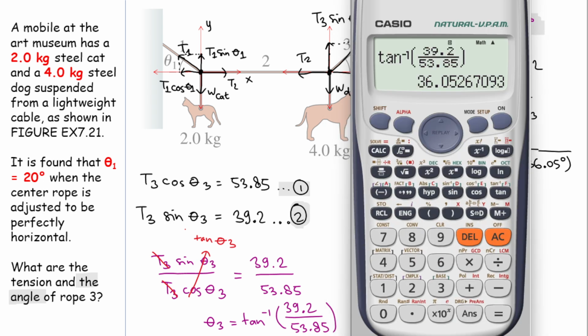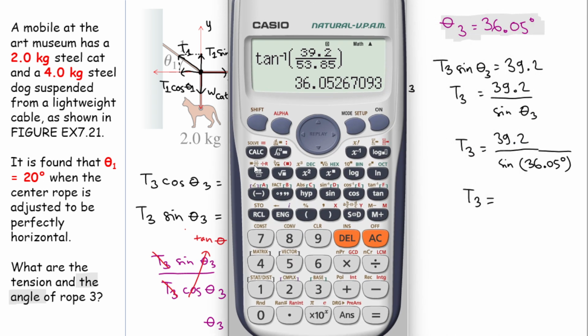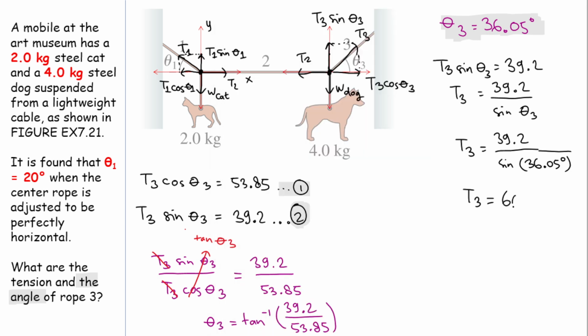And the only way to get this is plugging this into a calculator, right? So we will have 39.2 divided by sine of 36.05, and I will have 66.61. So I have 66.61, and the unit here will be Newtons, and that is the tension of the rope. Okay, and I think we have done this problem.